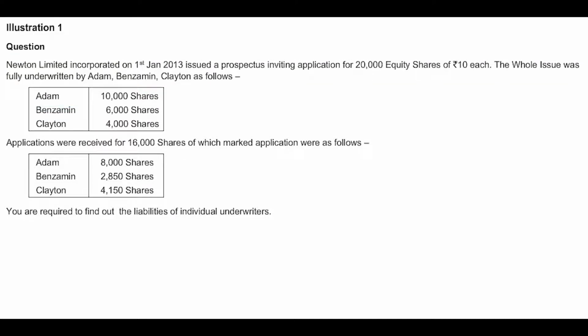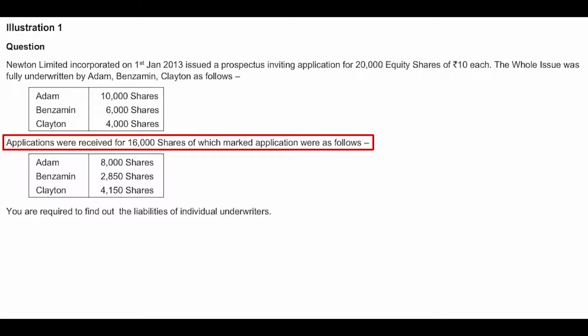So these are the three underwriters who have fully underwritten the whole issue. Adam 10,000 shares, Benjamin 6,000 shares, Clayton 4,000 shares. So total 20,000 shares have been underwritten, which is the total number of shares. Now the applications received from the public are 16,000 shares, of which marked applications were as follows.